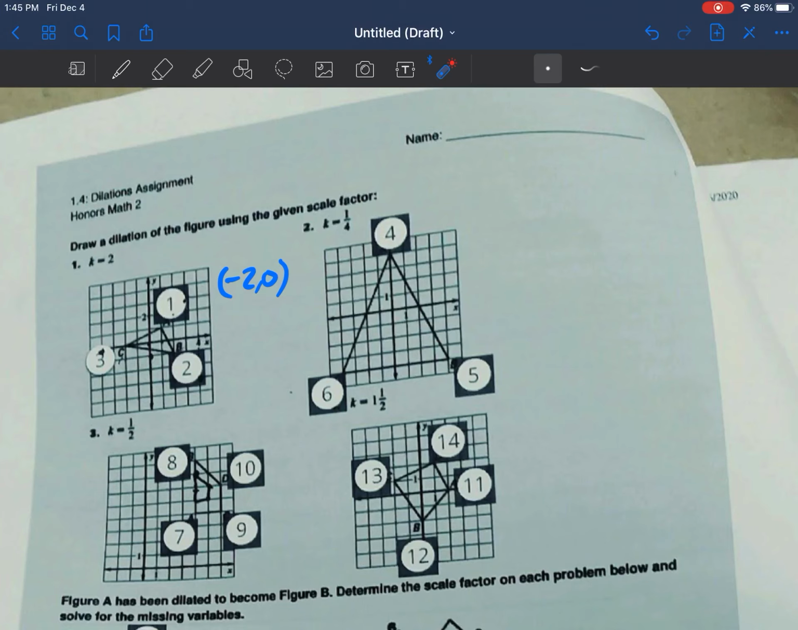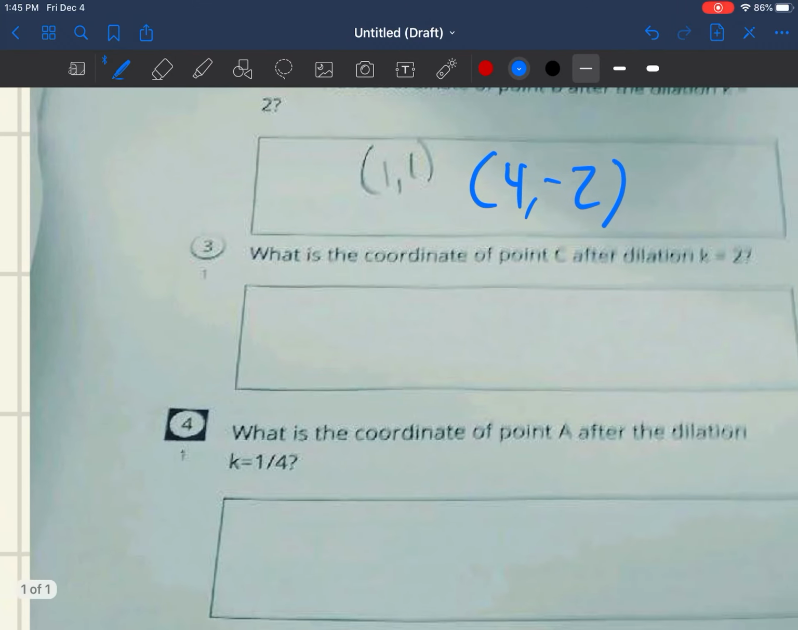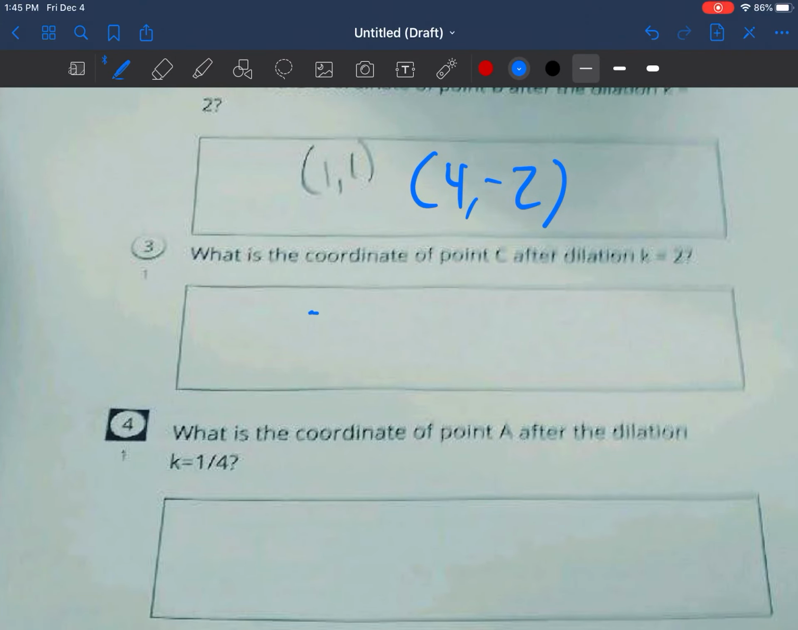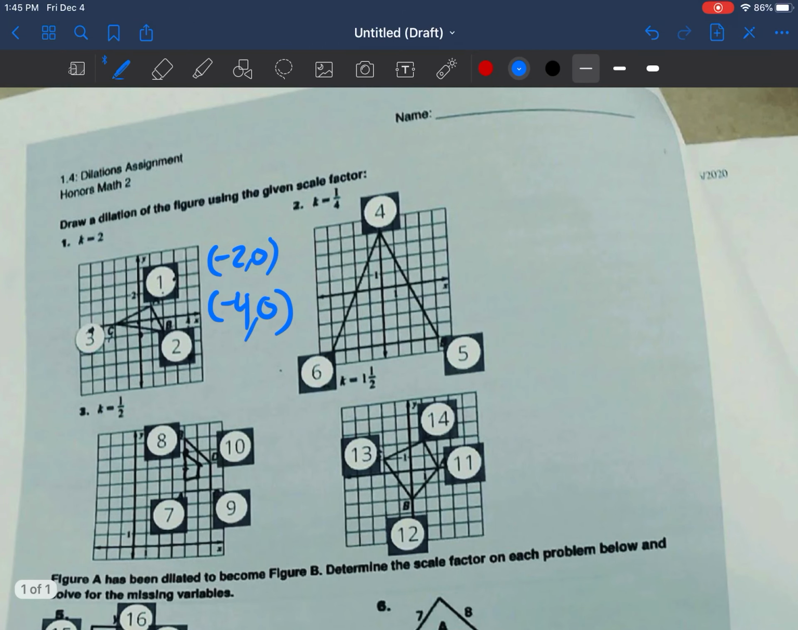Dilating by a factor of 2. So again, I take each of these numbers and multiply by 2. Negative 2 times 2, that's going to be negative 4. And 0 times 2, that's going to be 0. So the answer to number 3 is negative 4, 0. And you just put that right here. Negative 4, 0.